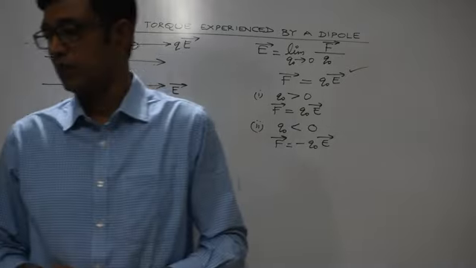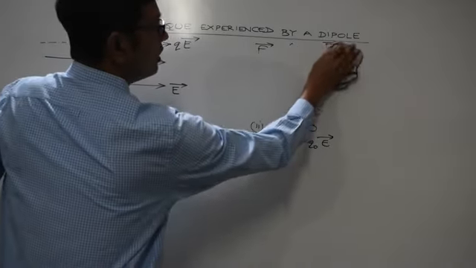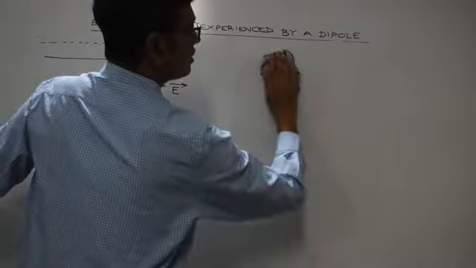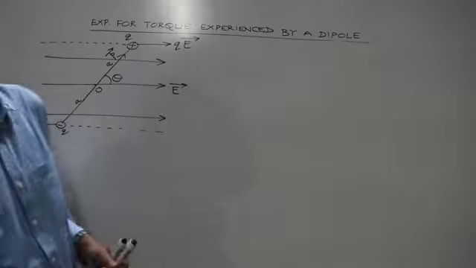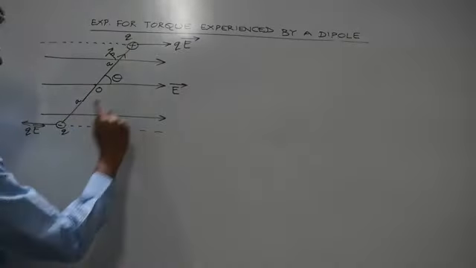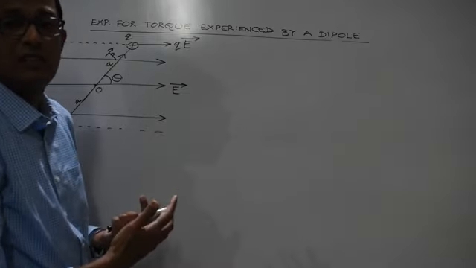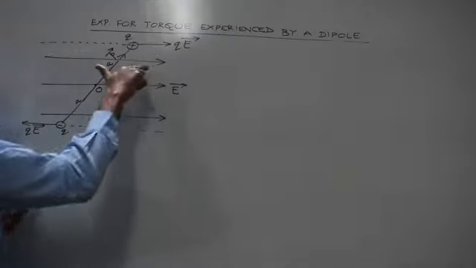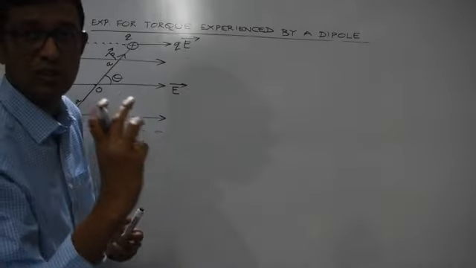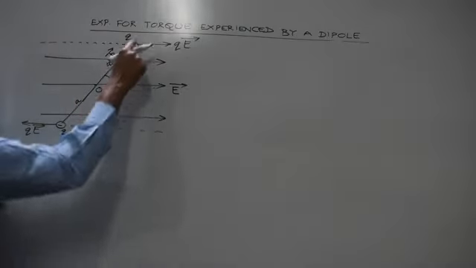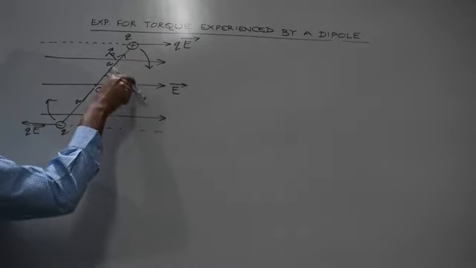So you are aware of the very basic concept. Whenever a body is under the influence of two equal and opposite forces which have different lines of action, then they will constitute a torque. Like in this case, these two forces are equal in magnitude, opposite directed, and most importantly, their lines of action are different. So obviously they will constitute a torque, and as a result, this torque, as you are aware, induces rotational effect. So it will tend to rotate the dipole about point O in the clockwise direction, that is, along the direction of the electric field.